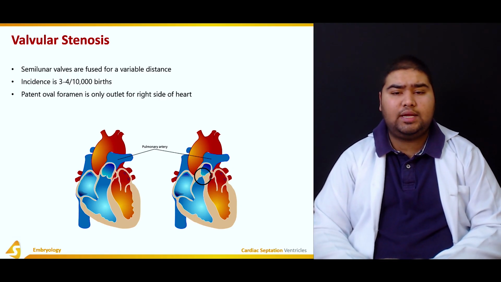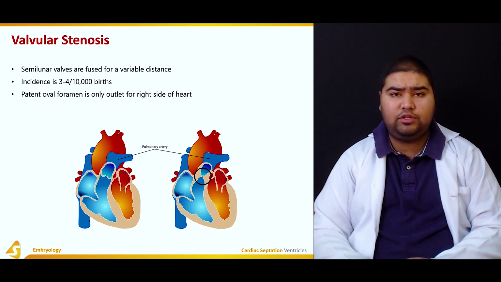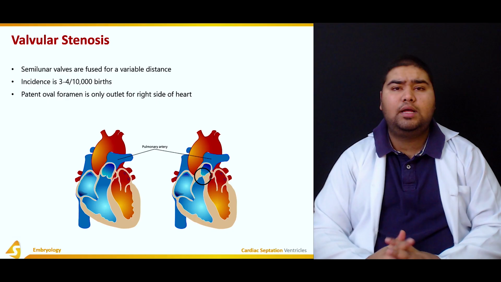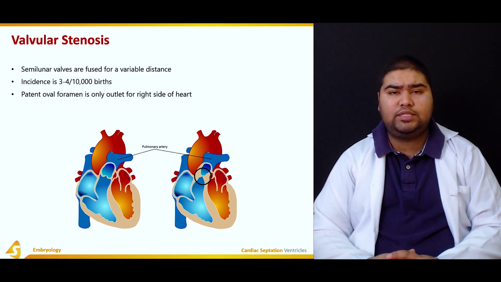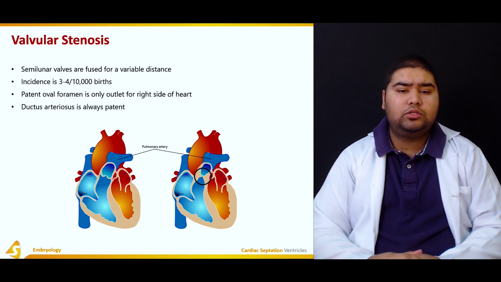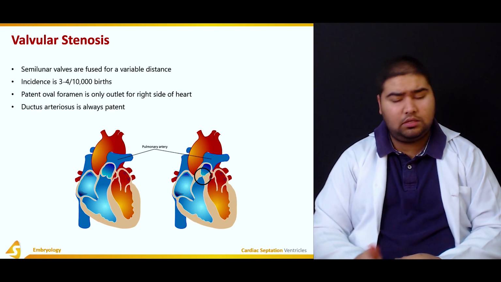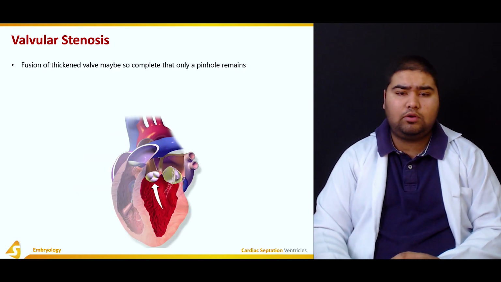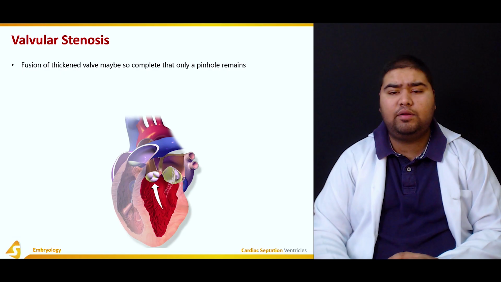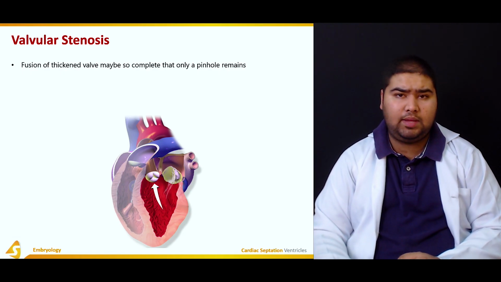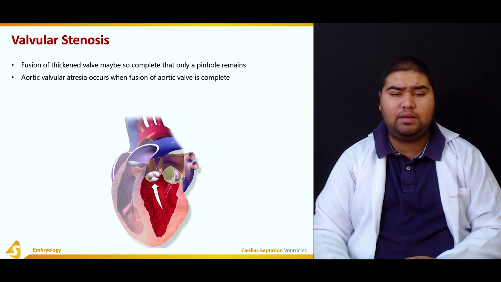The patent oval foramen is the only outlet for the right side of the heart, obviously, because the valve has been fused, as a result of which blood cannot move out from there. So patent oval foramen is the only outlet from which the blood can exit the right side. So ductus arteriosus is always patent, obviously. Talking further, this fusion of the thickened valve may be so complete that only a pinhole may remain. So the valve may be fused so tightly that only a pinhole between the valves may remain.